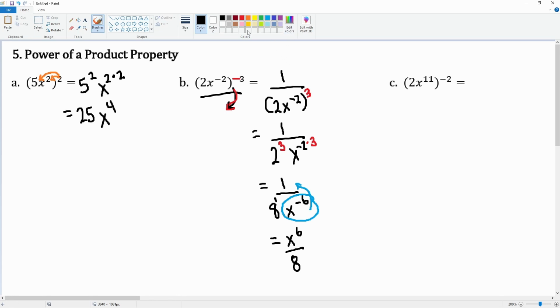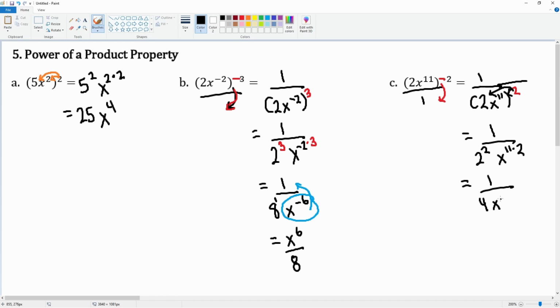Right, so let's do C. Again, notice how there's a negative 2 here. It's on top, so we're going to bring it down. So here we're going to have 1 over parentheses 2x to the 11th power. We close that. Now the exponent here is a positive 2, so we're going to give that 2 to everything here. 2 to the second power, and then x to the 11 times 2. So it's 1 over 4, x to the 22 would be the final answer.